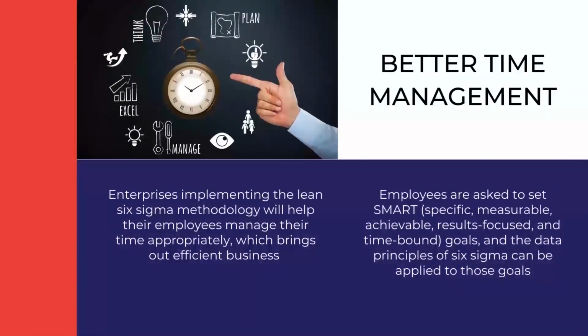Sixth is, Six Sigma helps in better time management. Enterprises implementing the Lean Six Sigma methodology will help their employees manage their time appropriately, which brings out efficient business and employees who are more productive than ever before. Employees are asked to set SMART, which stands for specific, measurable, achievable, results-focused, and time-bound goals, and the data principles of Six Sigma can be applied to those goals. In addition, there are 3 key areas where learning, performance, and fulfillment can be implemented.